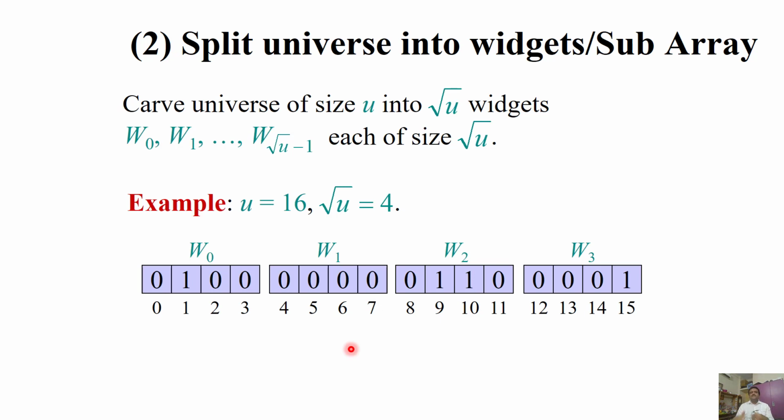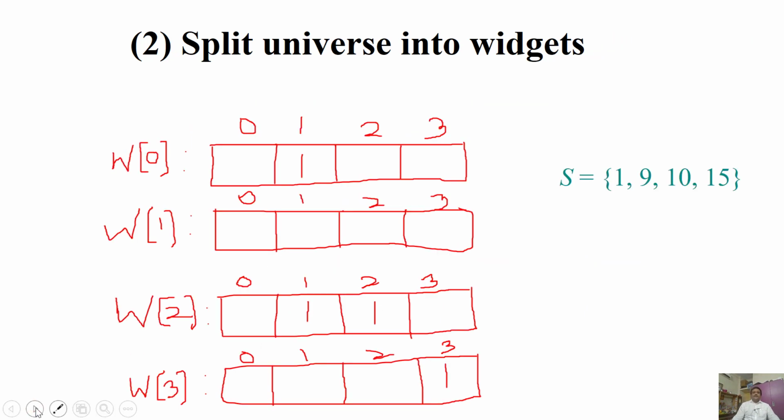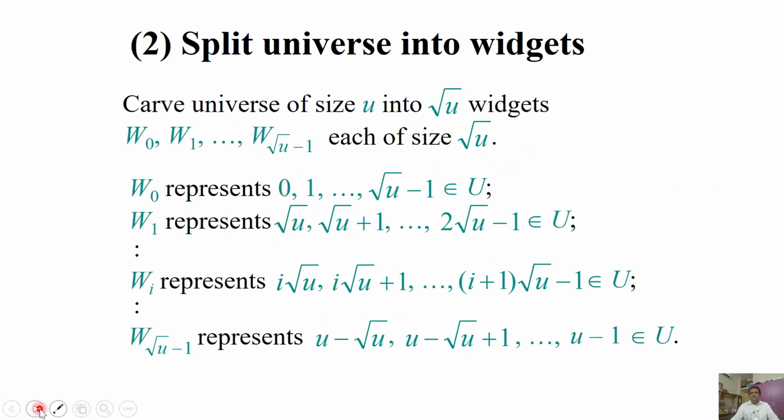So thus we are breaking this into the clusters, and this is the representation. This is the first cluster, the 0th cluster, w0, w1, w2, w3, and these are the numbers that are already there. So we have 1 in those positions and 0 in the remaining positions. Now the question is how we will do the insert and delete. So this is the general form. For general u, we have this many clusters, w0, w1 up to w root u minus 1, and the size of each cluster is 0 to root u minus 1.